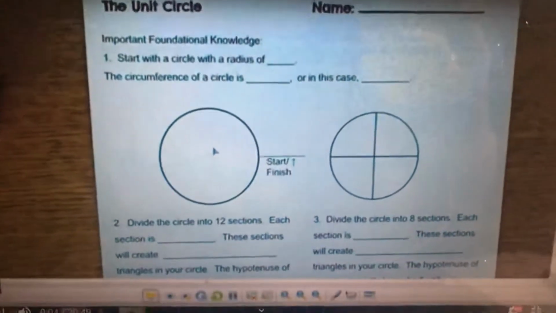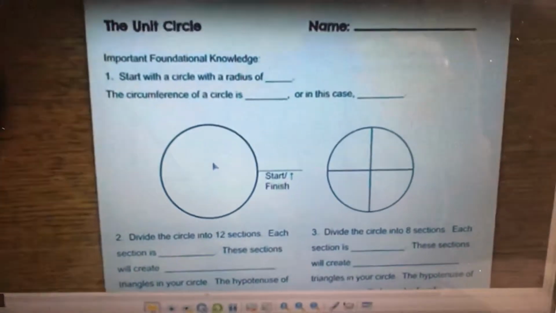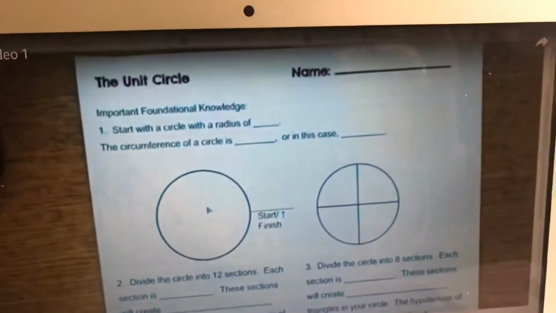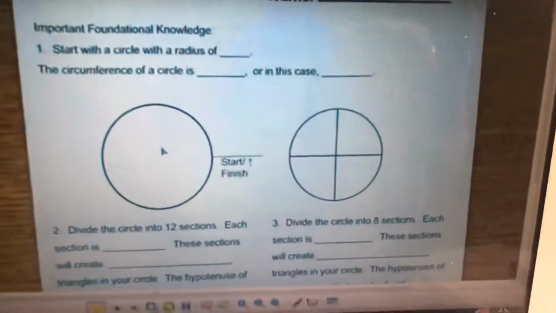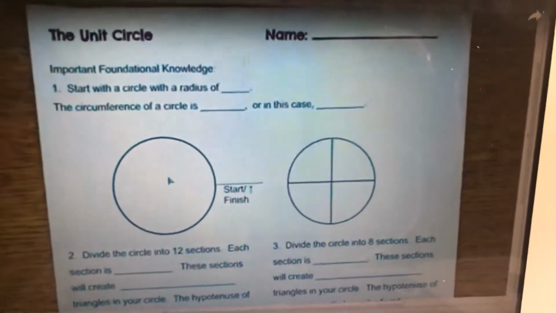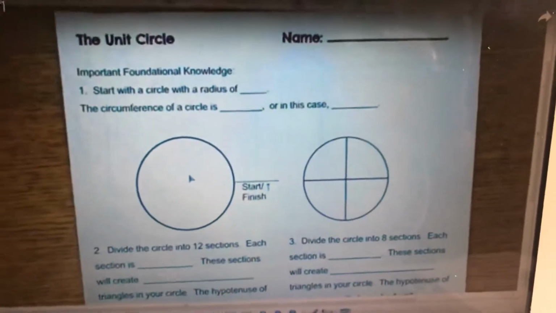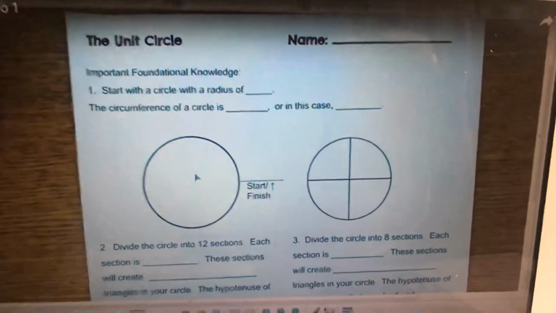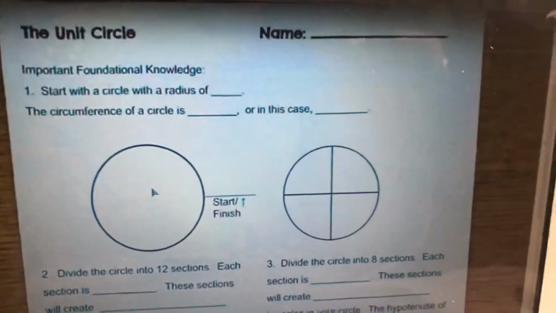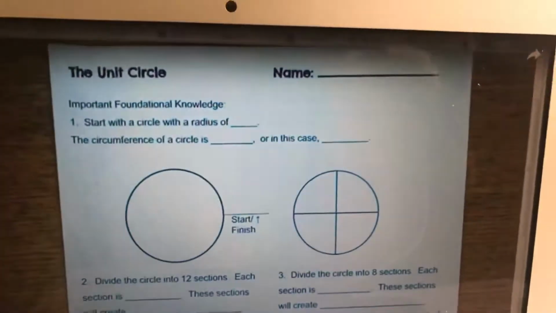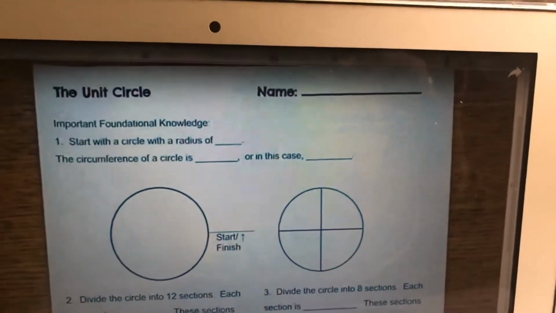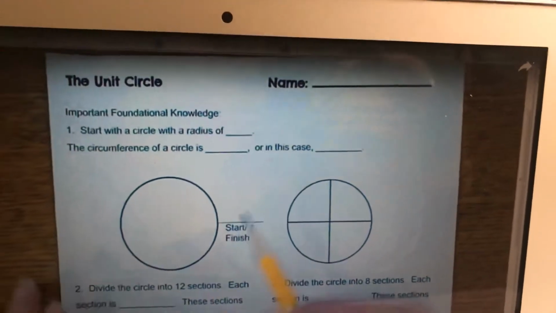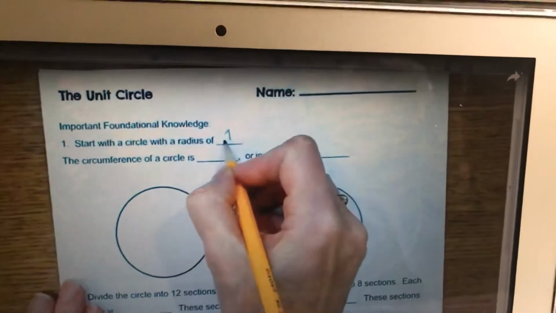Here we go. Okay, so we're starting with the unit circle, and I'm going to do my best to figure out what I was thinking as I was making this video. So we start with a circle with a radius of 1. In a minute my hand is going to come on the screen, and I'm going to talk about the assumption that we have a radius of 1.